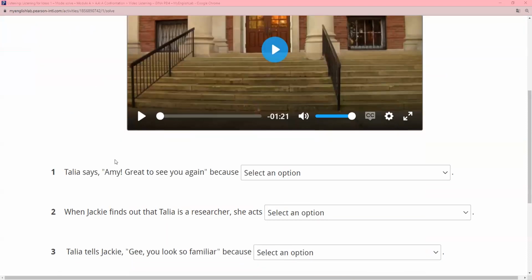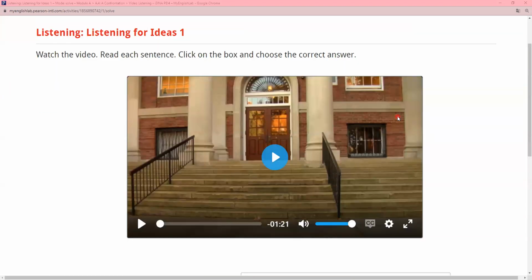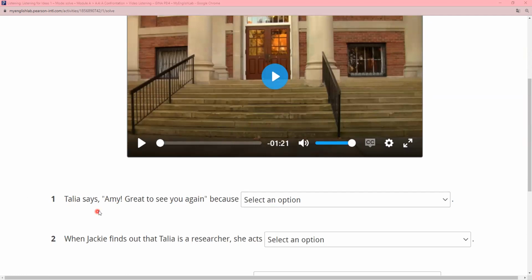Alright, so that's all. We're going to transfer some questions to you in a second. So as you can see, we have some sentences where we have to see if we know the correct answer. So let's start with the first one.